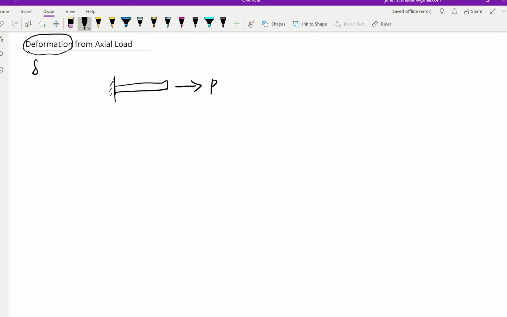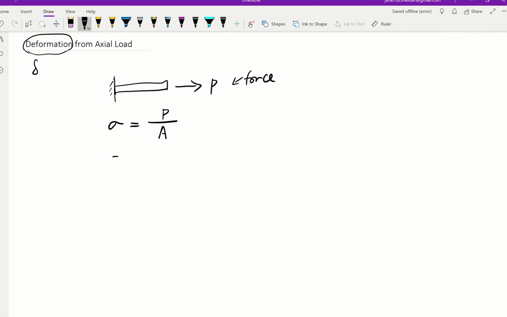Now let's first think about it. This is going to be a normal stress. So normal stress is going to be this force P. So here, this is force. Don't consider it a pressure. This is a force. So force over area, the cross-section area of this bar.